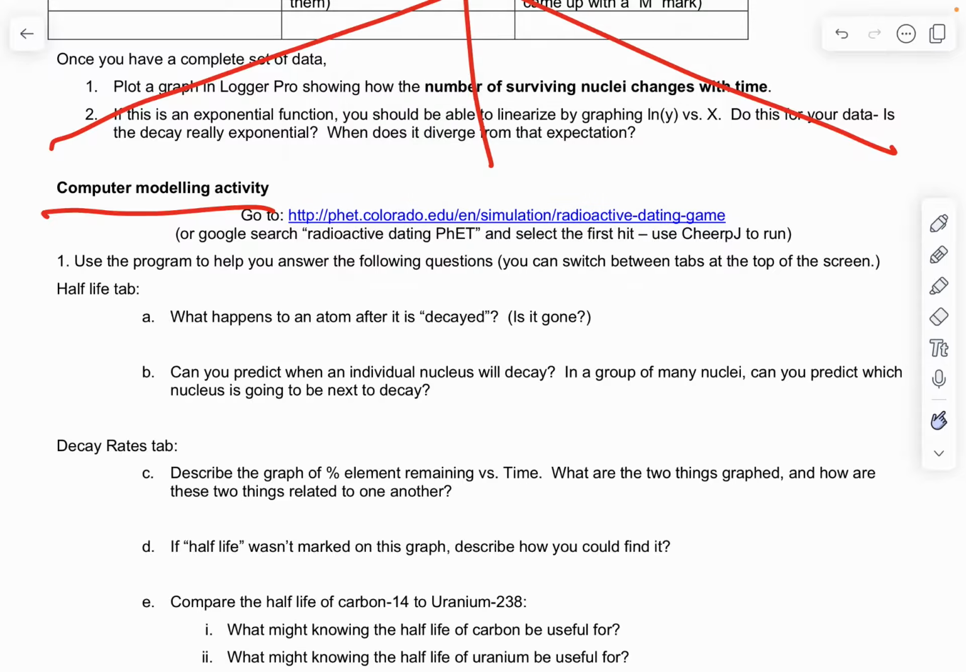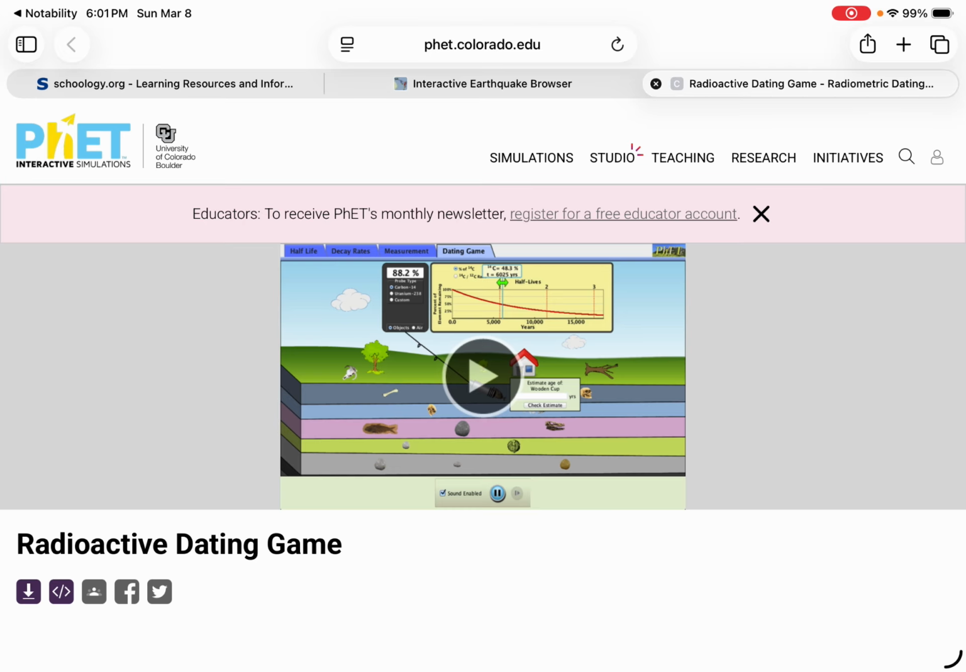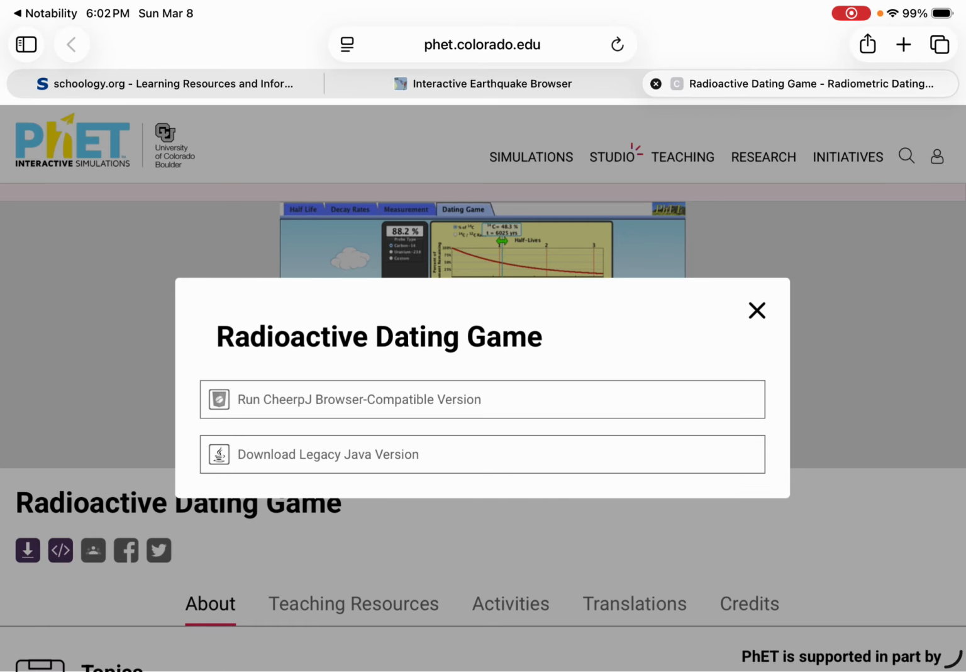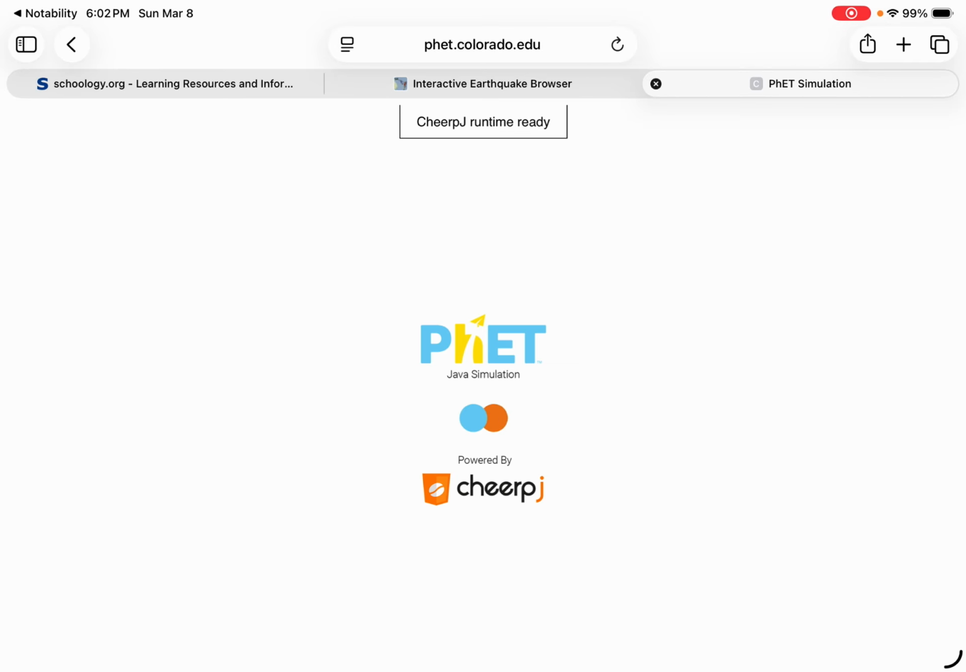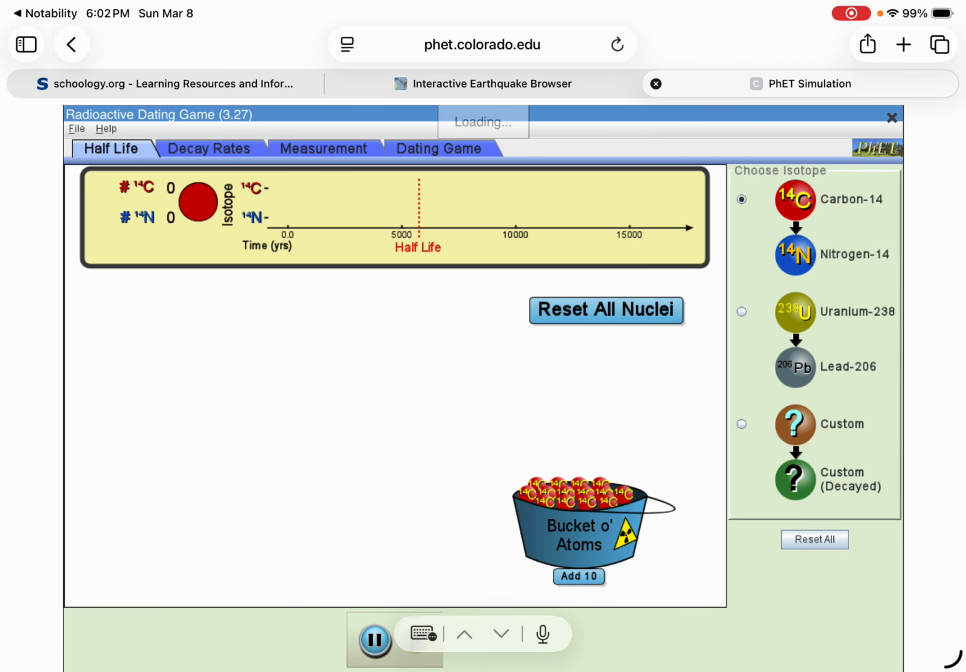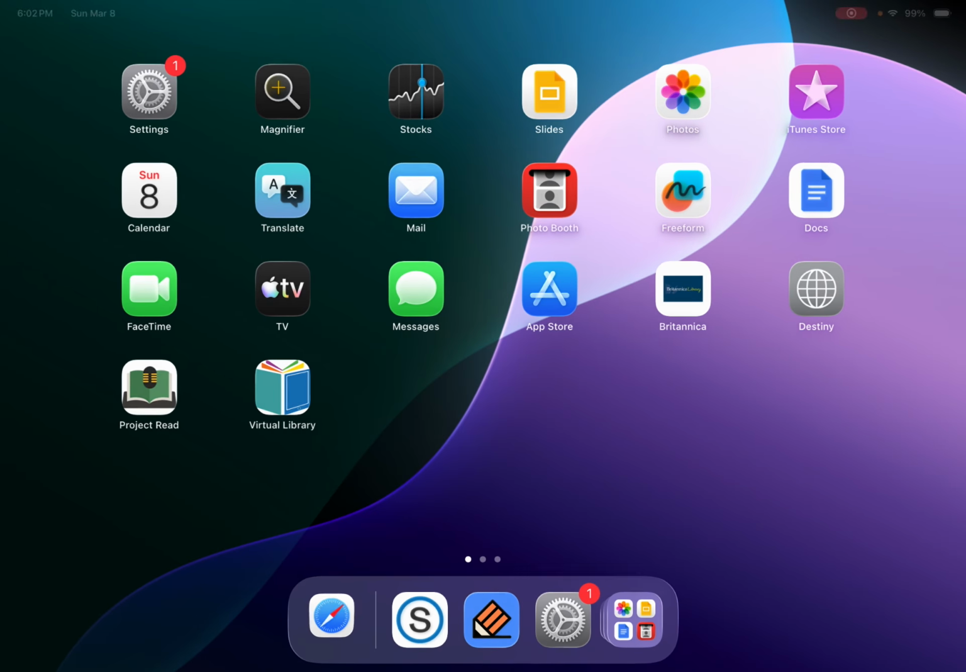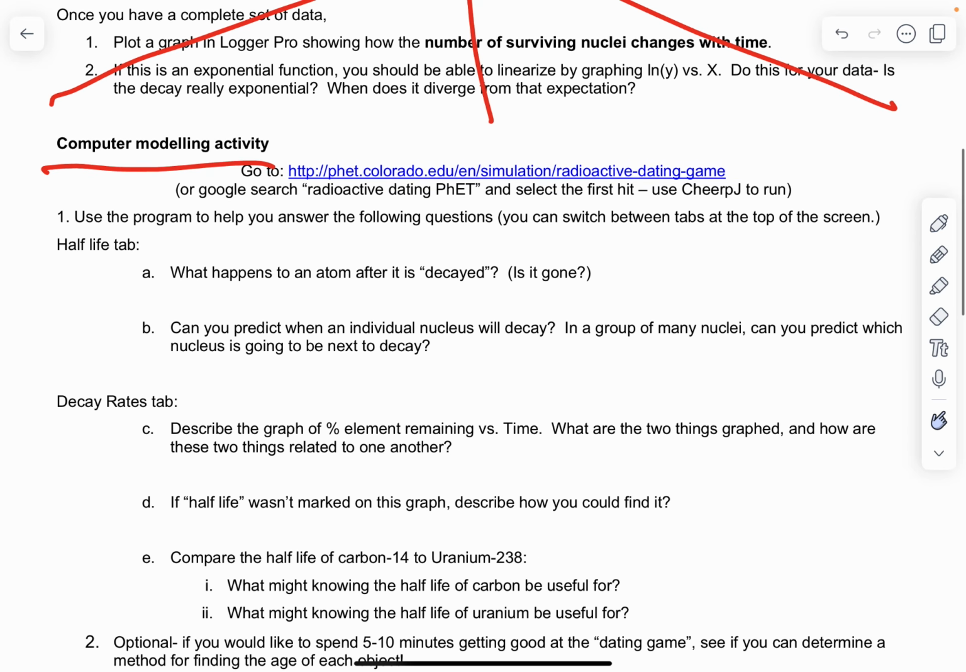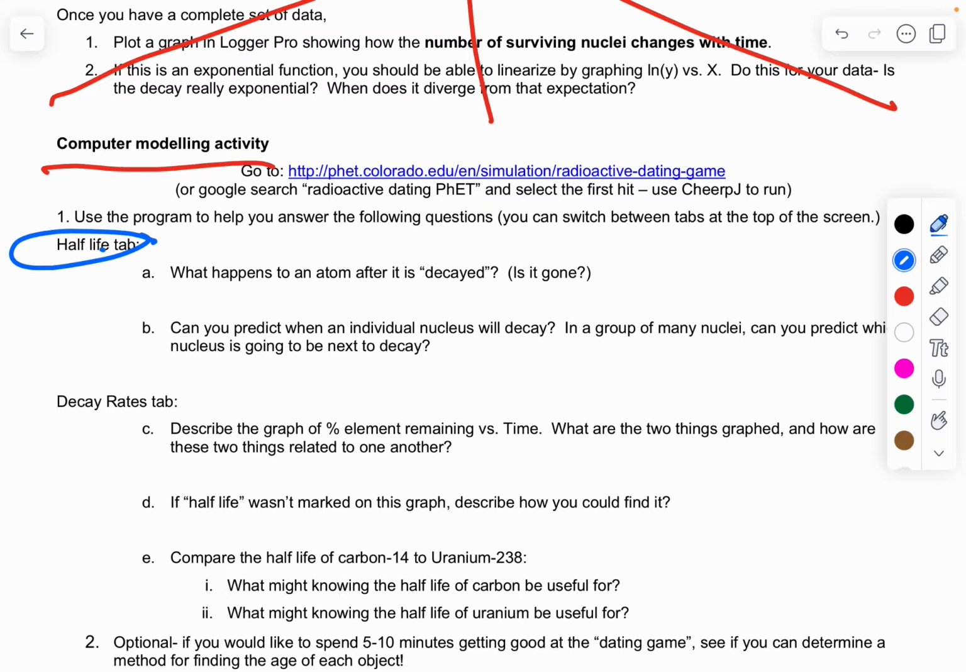Let me find this. Okay, so you want to go to link. Play. Run this one. Okay. It'll take a few seconds to load. Okay, so now we got the problem set. Or you can search Google, right? You could actually search it. I'm gonna go with blue. Okay, what happens to an atom after its decay? Is it gone? Okay, so we're gonna look at the half-life tab first.